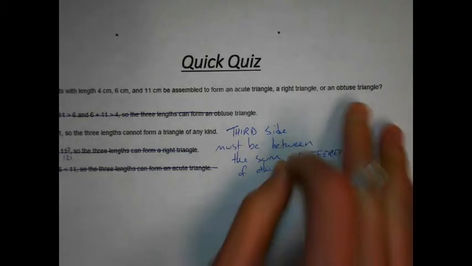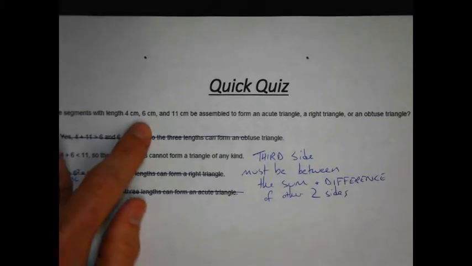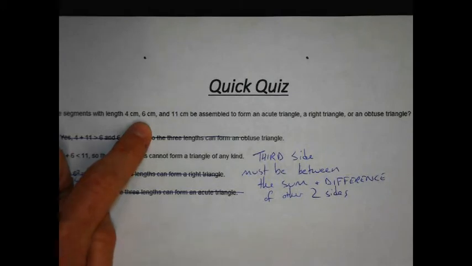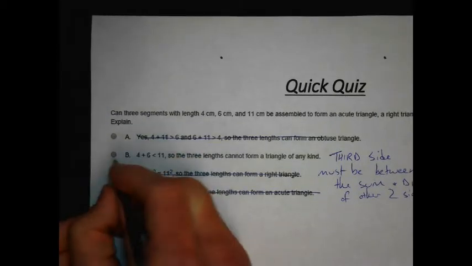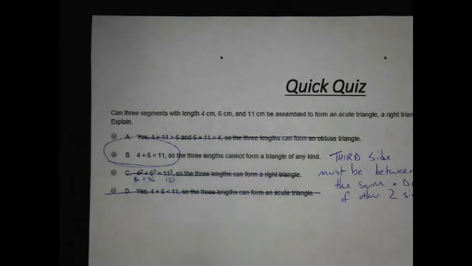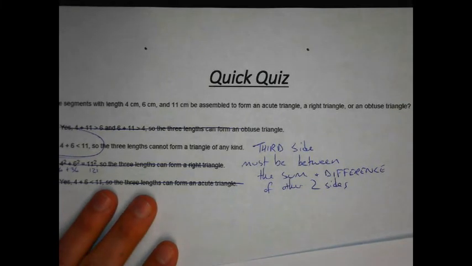So clearly when we look at 4, 6, and 11, 4 plus 6 is 10. So that's already out of bounds. No, it can't form a triangle at all. So we know that B is the appropriate response. And I wanted to keep you on your toes with that question. That's a great question at this time of year to remind us of what goes on with triangles.